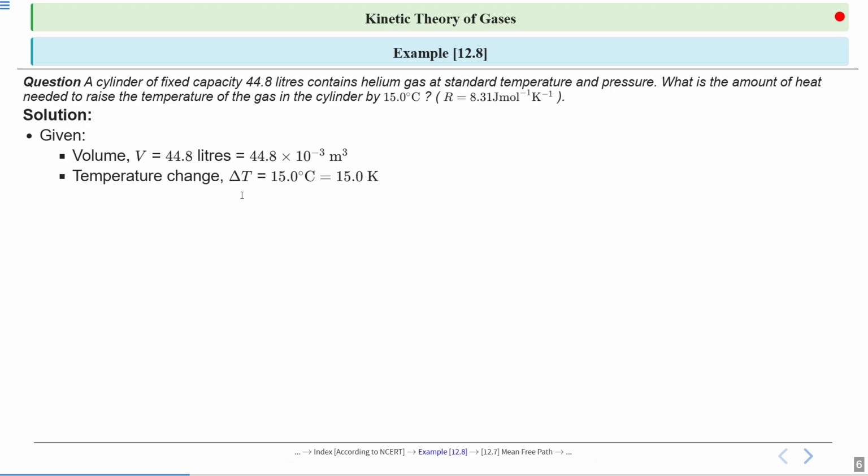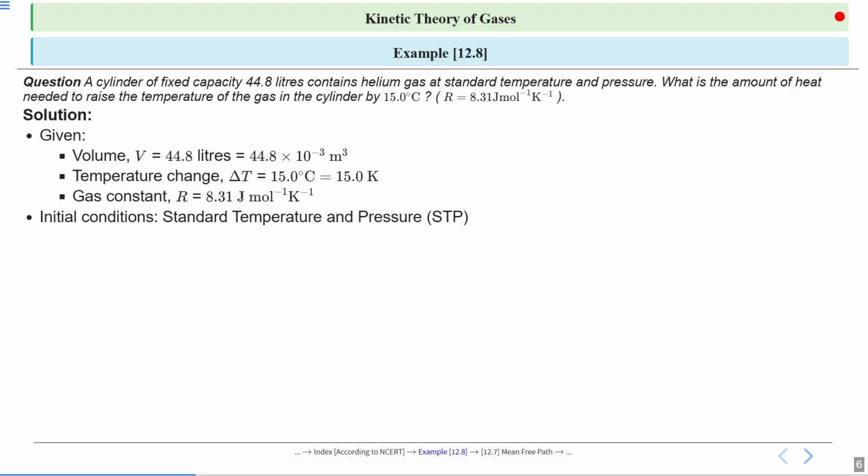Temperature change delta T is equal to 15 degrees Celsius. Since the temperature changes are the same in Celsius and Kelvin, we can directly use 15 Kelvin for our calculations. This change will help us determine the heat needed. We also have the gas constant R, which is 8.31 joule per mole per Kelvin.